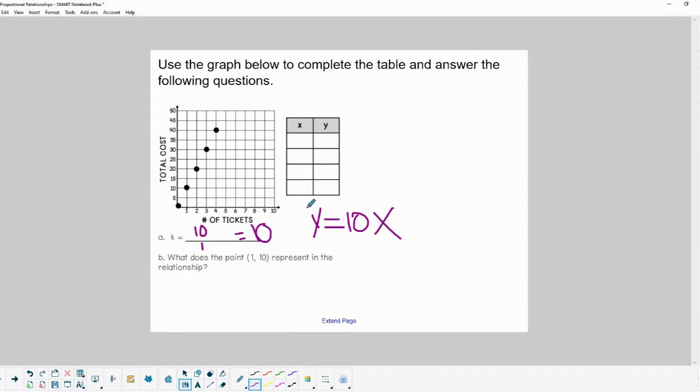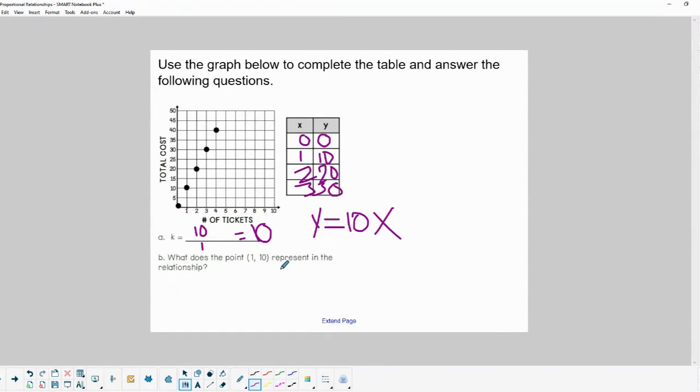So, and I can look right here at this table. The first one would be 0, 0, right? So it has to start at 0. Then we have 1, 10, 2, 20, and 3, 30. So those are some pretty good numbers, huh?